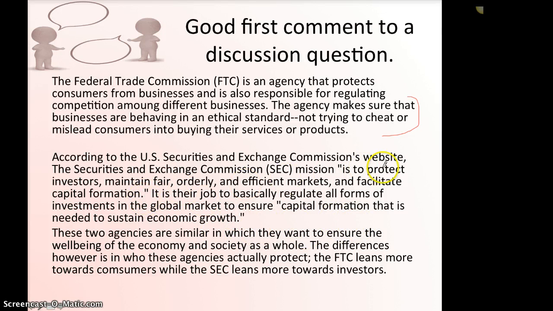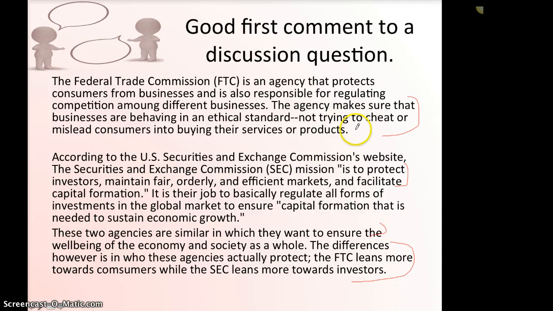And then in the other one on the SEC, they quoted from the SEC site using quotation marks, and then did a combination of writing their own words and then quoting from the website. And then in terms of the similarities, they talk about the well-being of society, the differences focusing on who the agencies actually protect. Now, they could have gone on to explain more, but this is a good first comment. It kind of initiates the discussion.